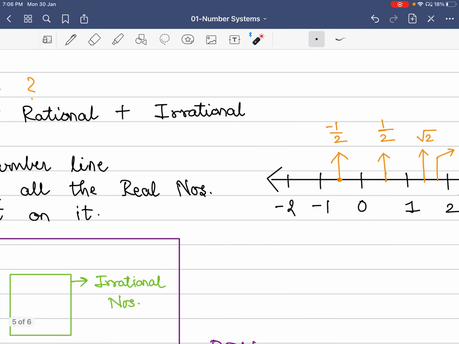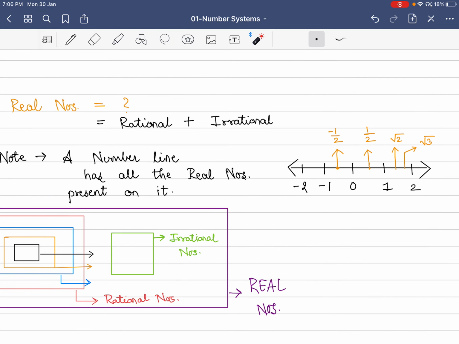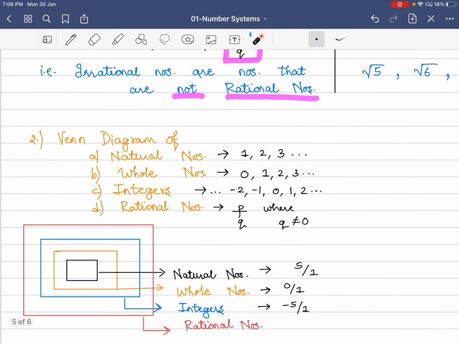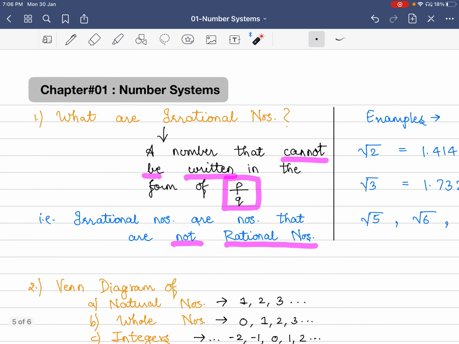That's all about this video. This was an introductory video on irrational numbers. What exactly are irrational numbers? In the upcoming videos, we will see how to plot or locate irrational numbers on a number line.